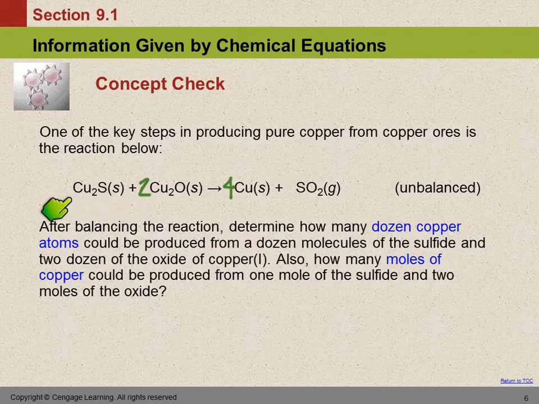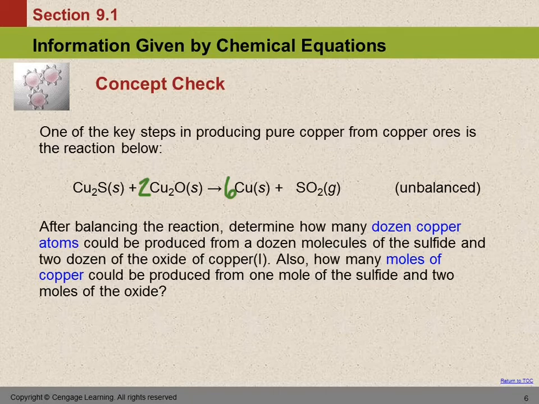So let's look at copper again. There's 2 coppers here, and now we have 4 here, a total of 6. But copper over here is all by himself, and so we can change that 4 to a 6 without messing anything else up. Everybody okay with that balanced equation?